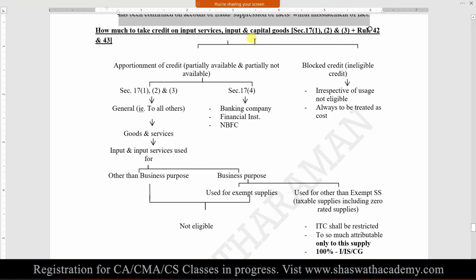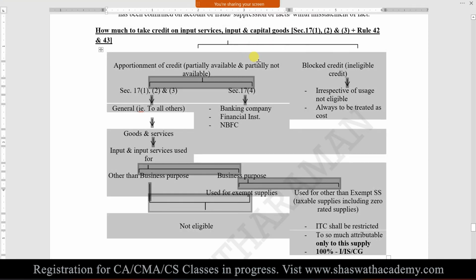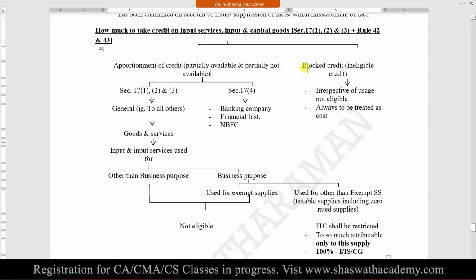Sir, how to break down, sir? How much credit and when can I take, sir? If all the above conditions are satisfied, blocked credit you will not be eligible. Other than the blocked credit, we are asking, are you a banking, insurance and NBFC or are you a normal business? Sir, normal business, sir. What purpose is it used for? Purpose it is used for other than business purpose, sir. Okay. Business purpose used for exempt, sir.